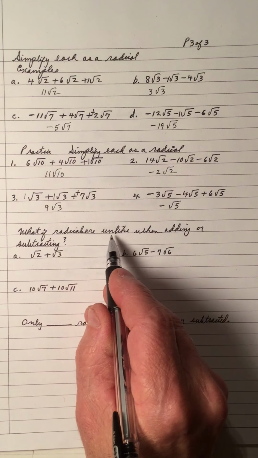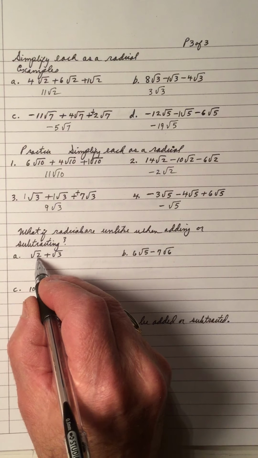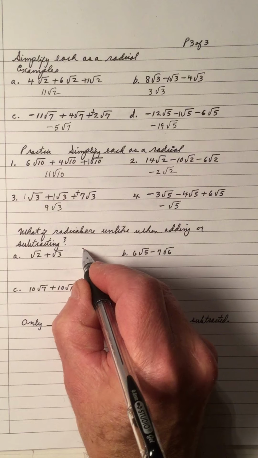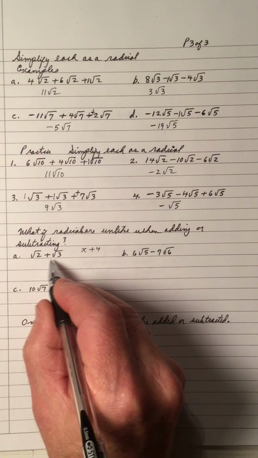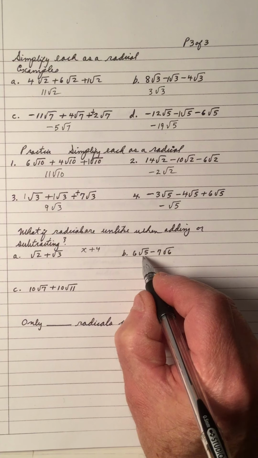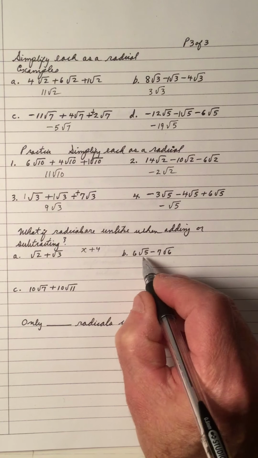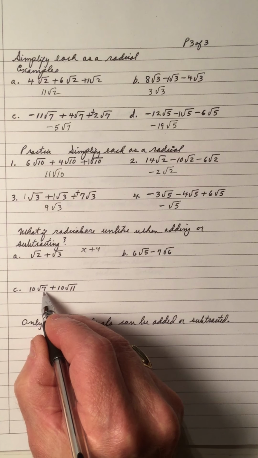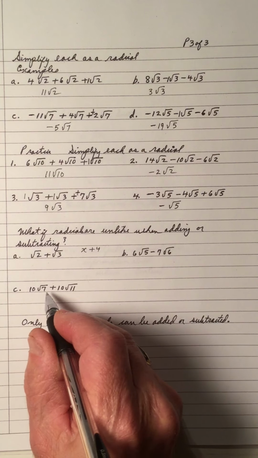What if the radicals are unlike when adding and subtracting? What about if you have root 2 add on root 3? Well, we can't. That's similar to taking x and adding on 4. We can't add them because they're not like. So we cannot simplify this any further because they're not like. And root 5 and root 6, they're not alike. So we can't subtract these because they're not like radicals. And c is a root 7 and a root 11. So we can't simplify this one either because they're not like radicals.